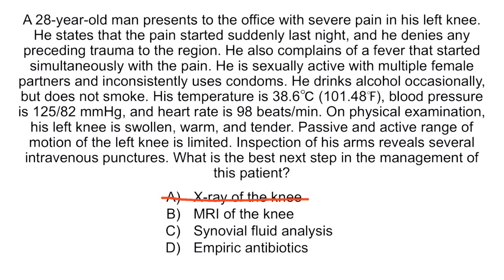A is wrong because an X-ray can be considered to assess the adjacent bone and the joint damage. However, this is done after confirming the diagnosis of septic arthritis, so it would not be the next best step to evaluate our patient. B is wrong because an MRI of the knee is most useful for evaluating soft tissues and would surely not be a first step when suspecting septic arthritis. D is wrong because empiric antibiotics should be initiated after obtaining synovial fluid. So again, it's not the best next step in our question.